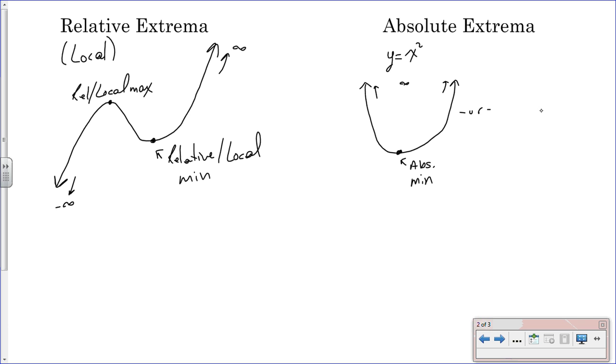Same with the max. Say we flipped it upside down. All right. Now our vertex, because both of these sides here would go down to negative infinity, this point would now be an absolute max because it's not going to go any higher than that point. So it's going to be an absolute max.